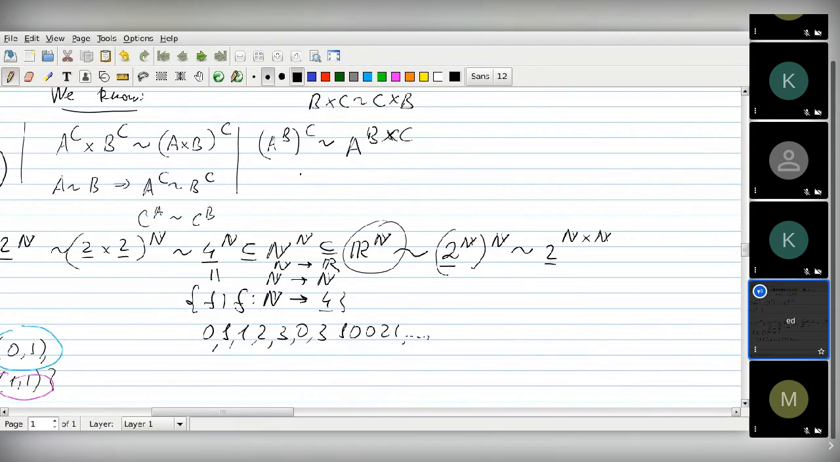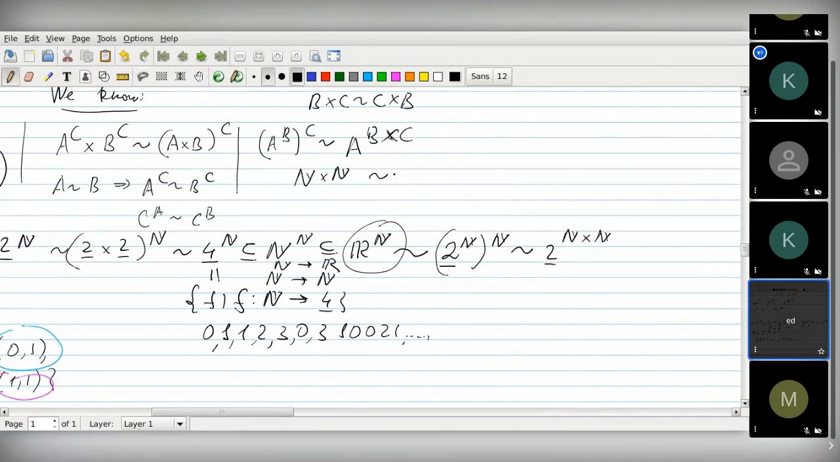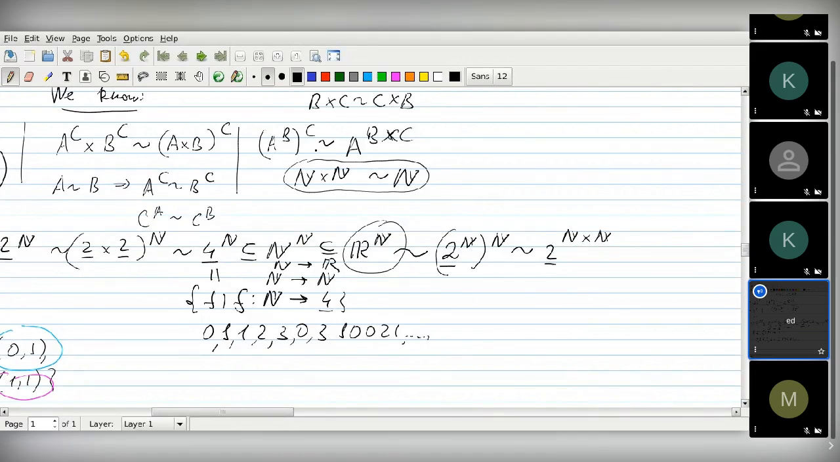But what is n times n? It is equivalent to the set of pairs of naturals. What is it? Pairs of naturals. Dear students, N squared is just n. N squared is equivalent to n. We have proved it. So that means that this set is equivalent to which one? To 2 to the power n. That is just the set of all reals.